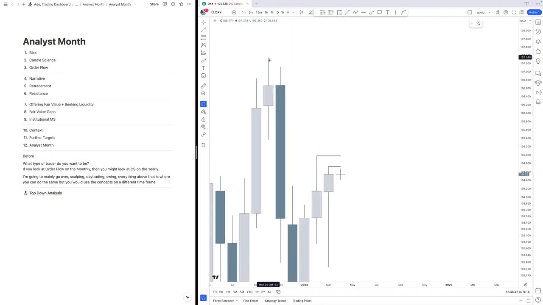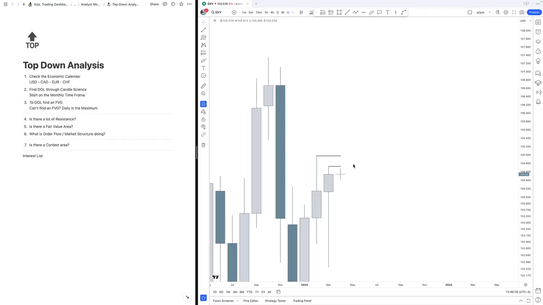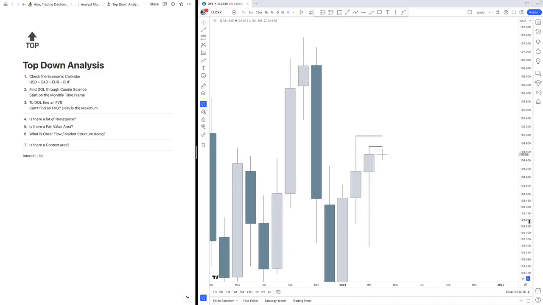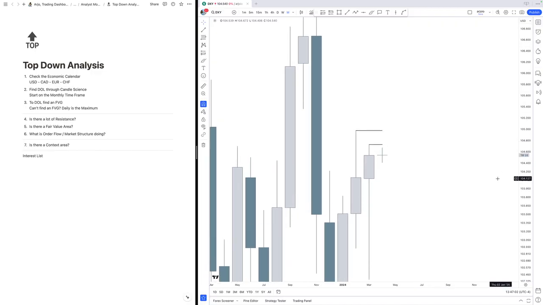We can also mark out these premium arrays, but they currently are not that relevant. They will be relevant once we take out those premium arrays right there. So let's go back to the top-down analysis. We start on the monthly time frame, find drawn liquidity through candle signs. Perfect. What is the next step?